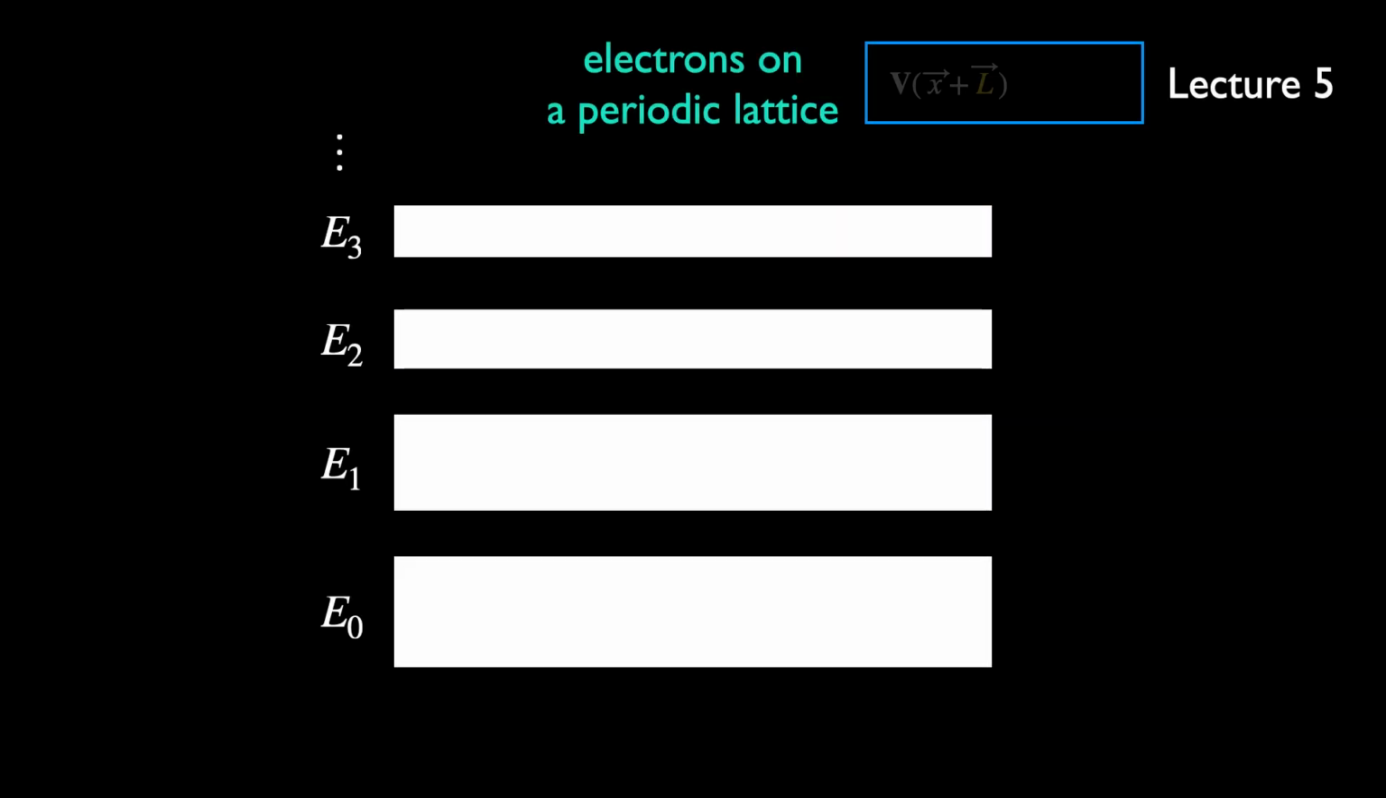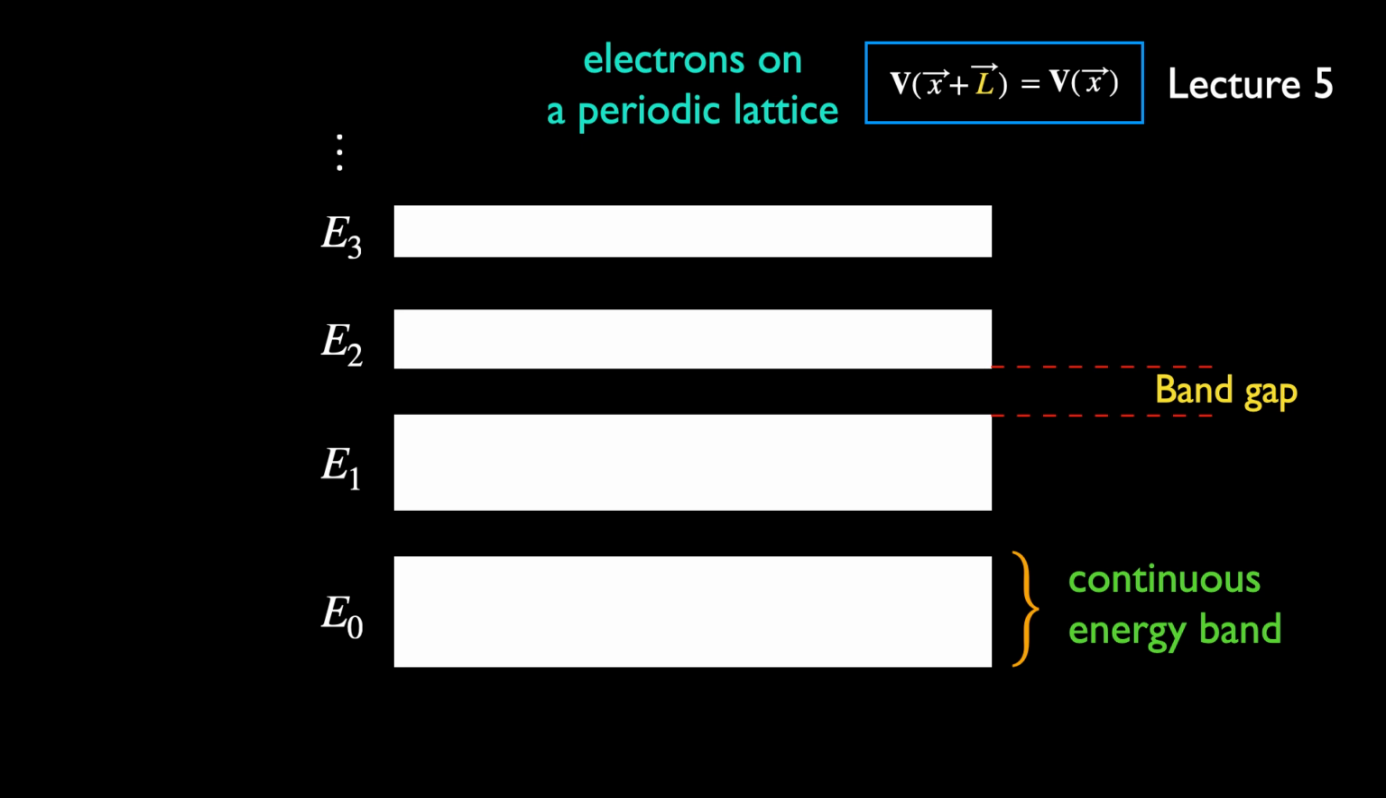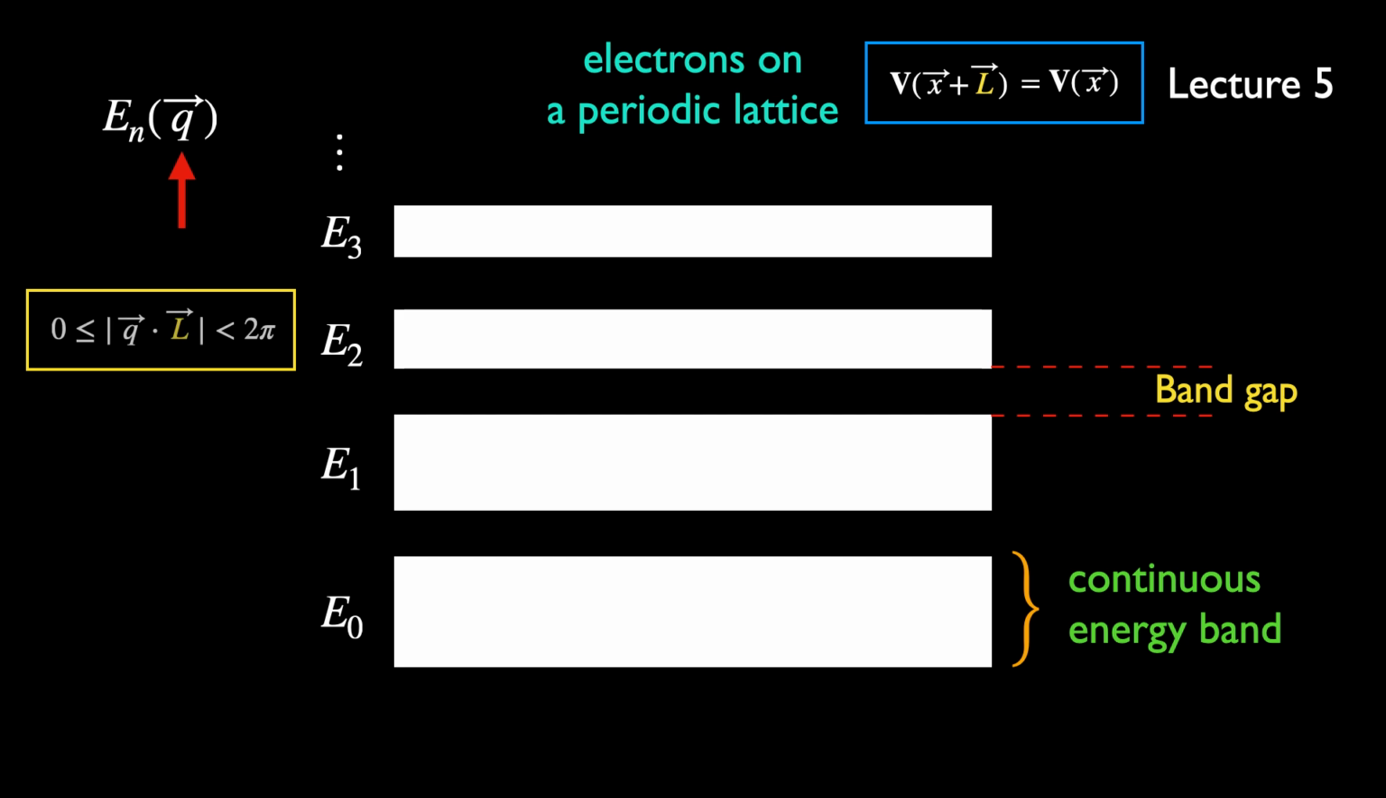This lattice is represented by a periodic potential with period L. In general, each electron in such a potential will move within continuous energy bands, which are separated by energy gaps. This is the result of Bloch's theorem. Each band is parametrized by a continuous wave vector, Q, whose values are constrained within a finite domain known as the Brillouin zone. For more details, refer back to Lecture 5. The link is in the description.